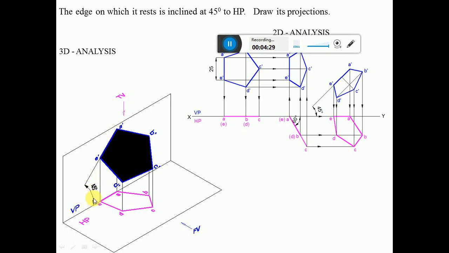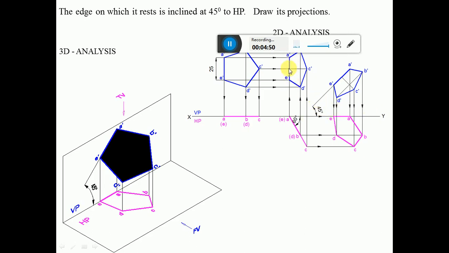So you can see that the second position front view is rotated such that it makes an angle of 45 degrees to HP. To that line, you draw the top view. So in the top view, you can see AE is still resting on VP, and then complete the pentagon. So that is what we have written here.